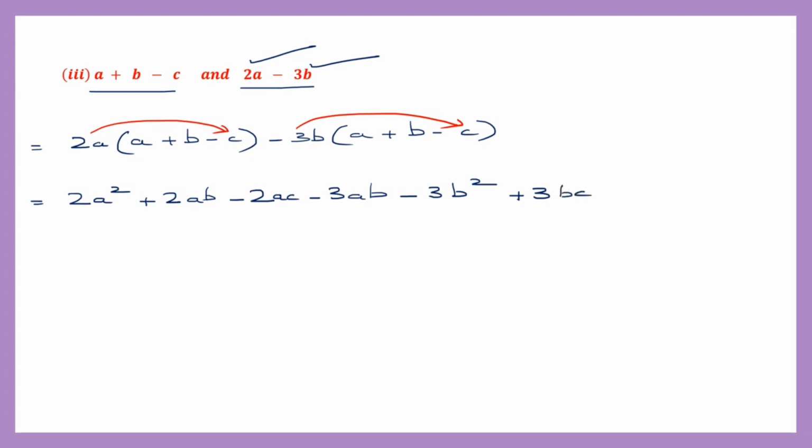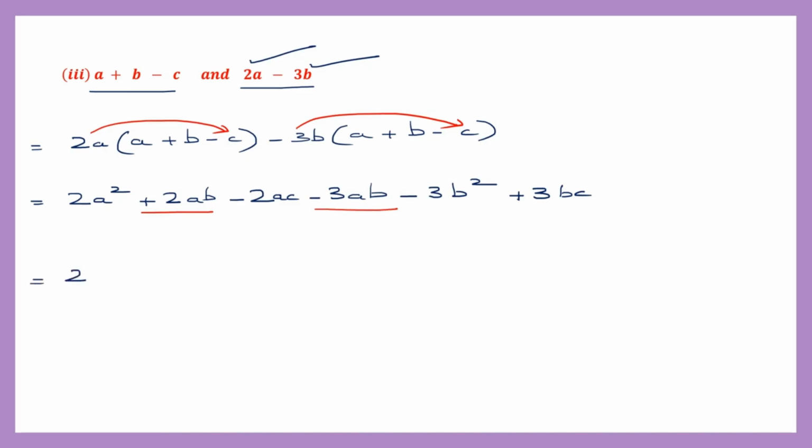So now let's be careful. Let's see if there are any like terms anywhere. So here we have 2a square. We don't have any more a squares. Then we have 2ab and here we have again 3ab. So these are the like terms. Let's just underline the like terms. And then here we have minus 2ac, but here it is bc. So let's write down our answer now.